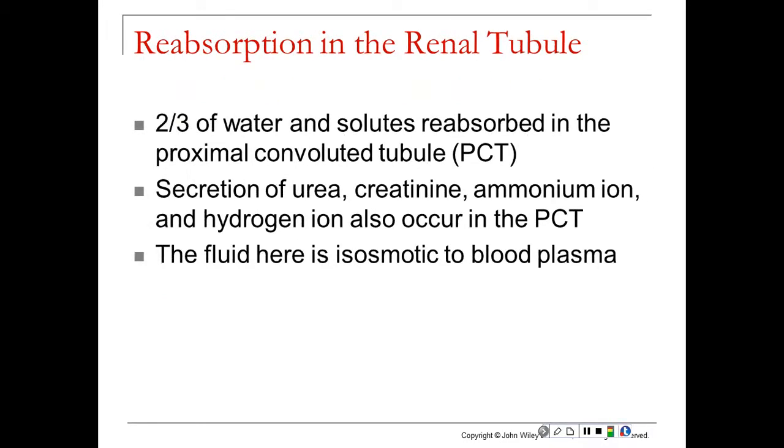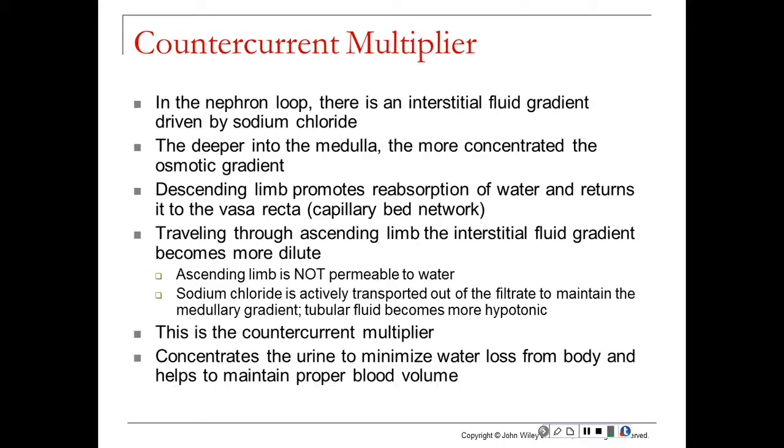So let's talk about reabsorption within that tubule. Almost 2/3 of the water and solutes that are knocked out at the glomerulus are going to be reabsorbed at the PCT. Urea, creatinine, ammonia, and hydrogen ions are also going to pass through that PCT into the nephron loop. The fluid within that PCT is isoosmotic to blood plasma. So in other words, that fluid that is leaving the PCT tends to have the same osmotic pressure as blood plasma in terms of ion concentrations.